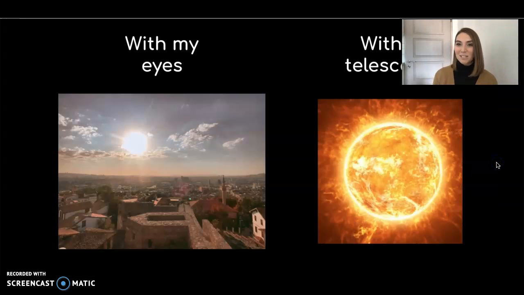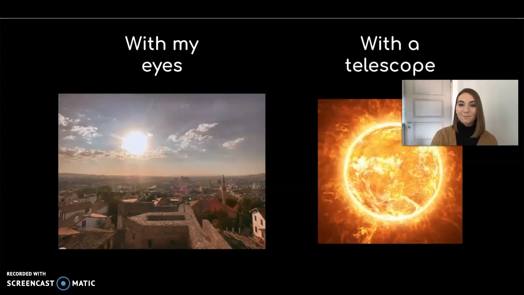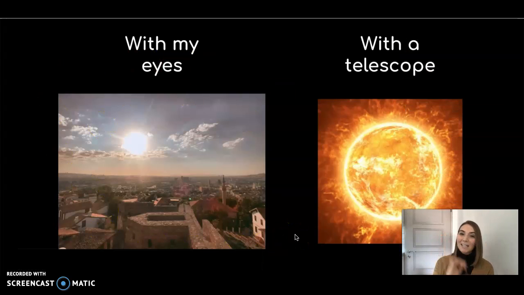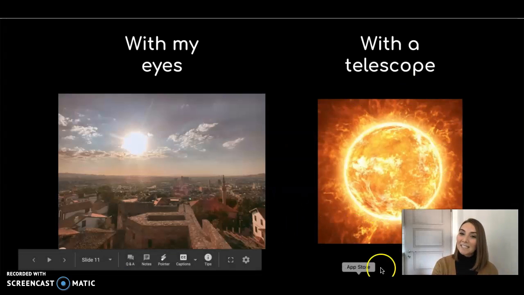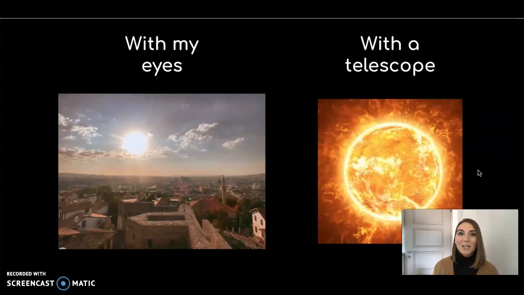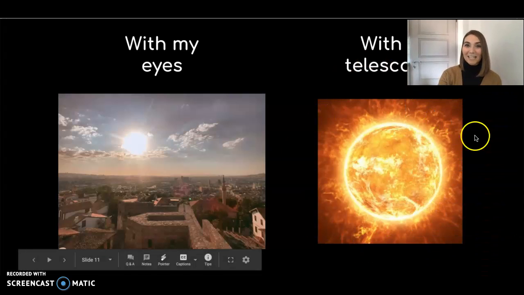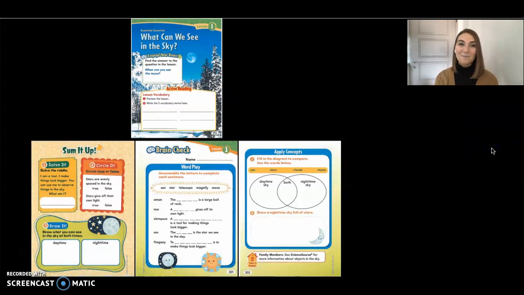Look at these two images of the sun. This first image is what I see when I look at the sun with my eyes. This second image is what the sun looks like with a very strong telescope. Do you see the difference? Which one is magnified? The image that we can see from the telescope is magnified.